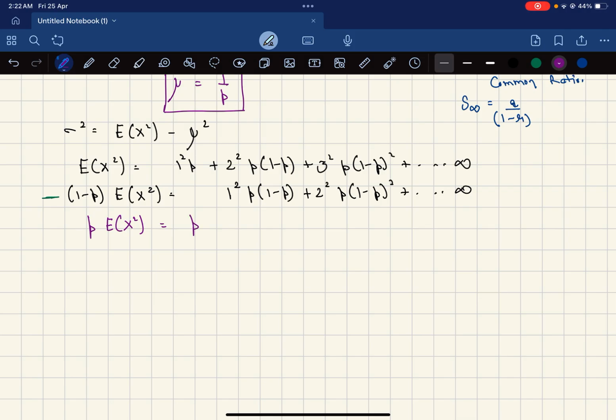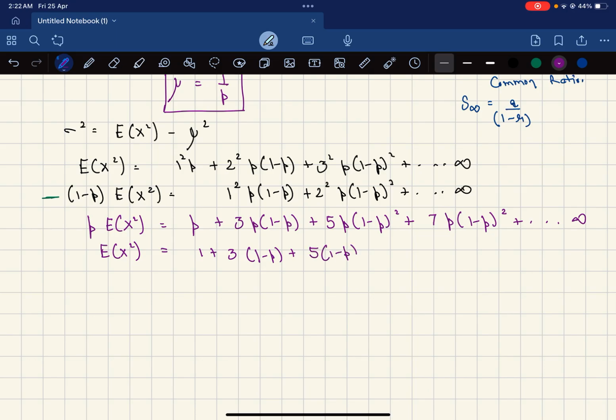Once again we bring the p as it is, plus 2 square minus 1 square is 3p(1 minus p), 3 square minus 2 square is 5p into (1 minus p) whole square, and the next term, let's write another term, that will be 4 square minus 3 square, so 16 minus 9, that will be 7p into (1 minus p) whole cube till infinity. Now once again cancelling out p, we get 1 plus 3 into (1 minus p) plus 5 into (1 minus p) whole square plus 7 into (1 minus p) whole cube till infinity.